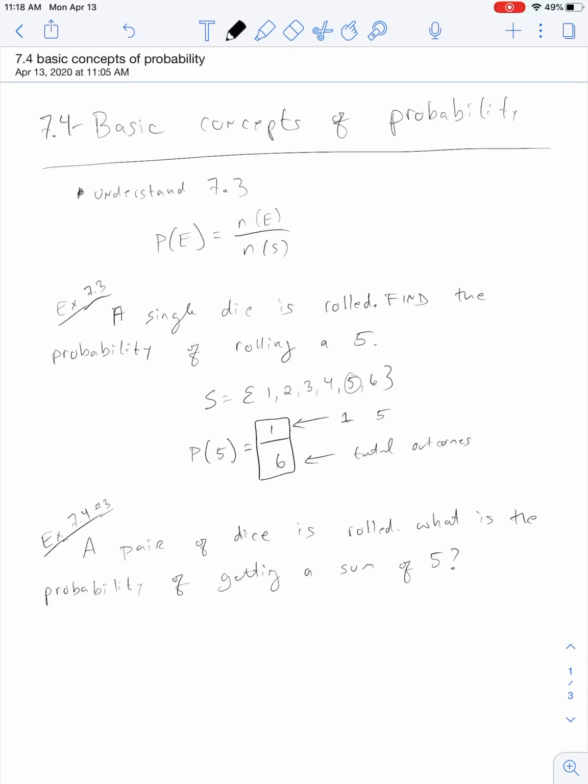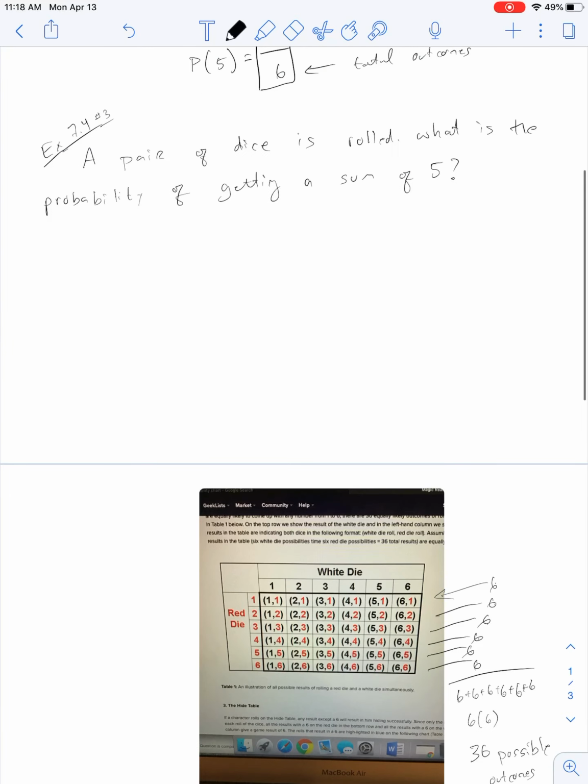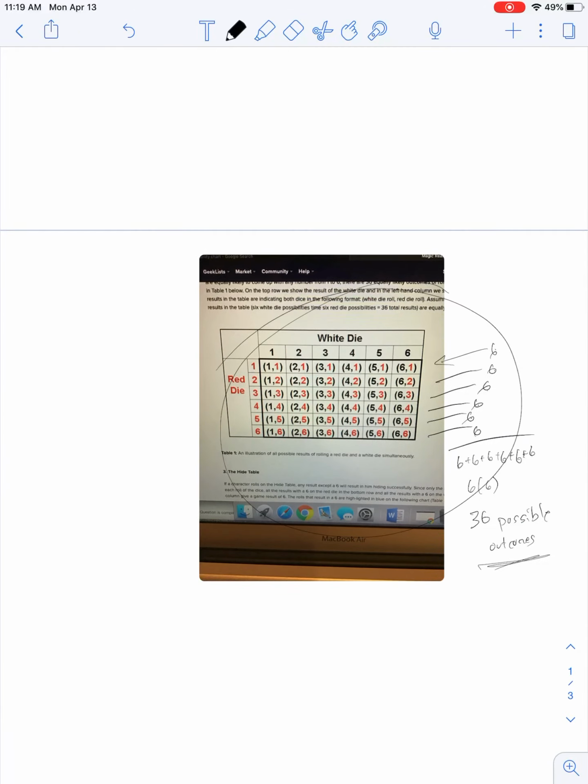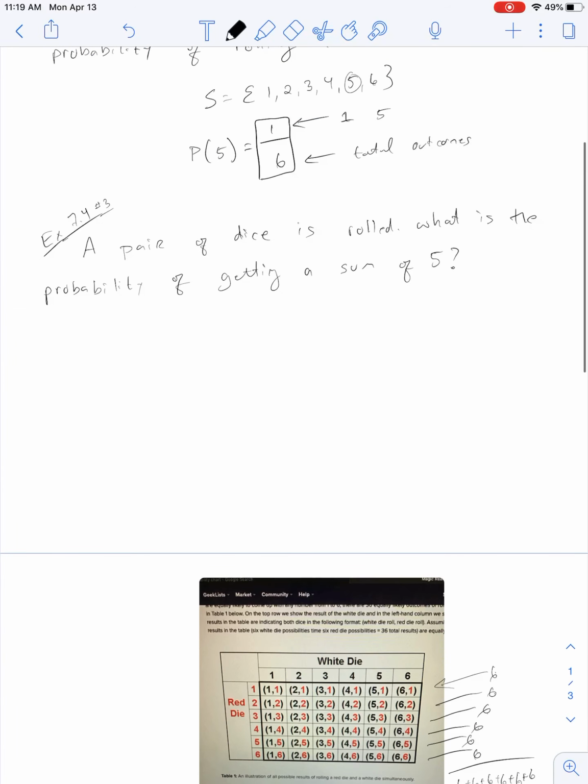So what makes this problem different from the previous example? This first example, it was one single die is rolled. This was our sample size, right? Just the numbers 1, 2, 3, 4, 5, 6. But now we have a pair of dice is rolled, right? A pair of dice is rolled. So these are all the possibilities, which is a total of 36. Right, so that's very important to understand.